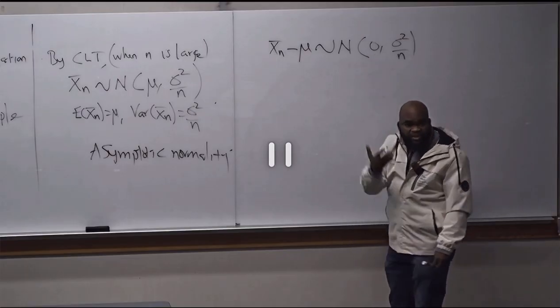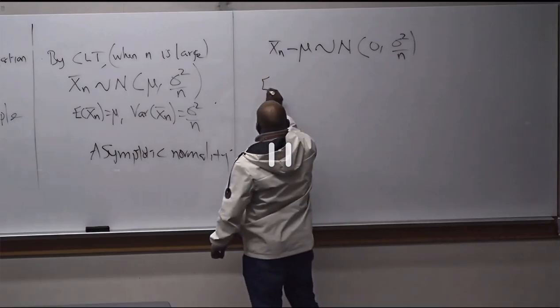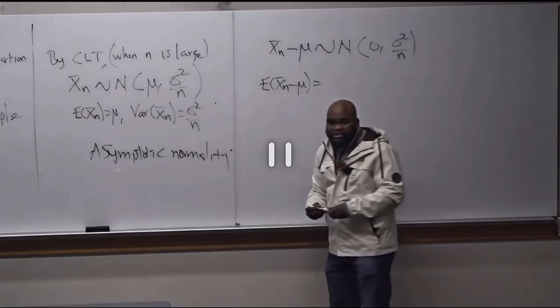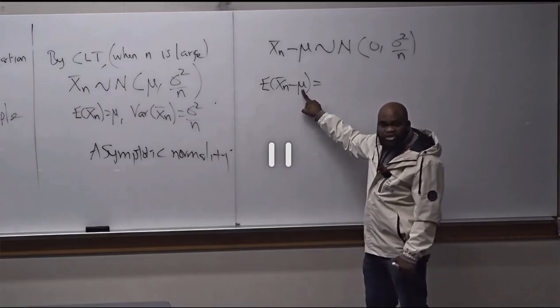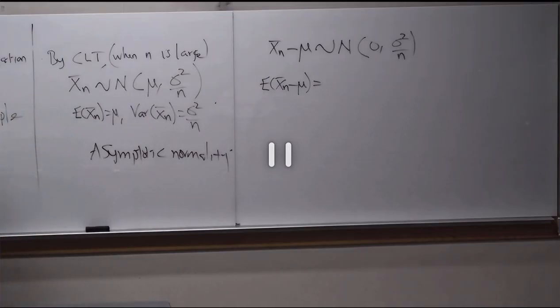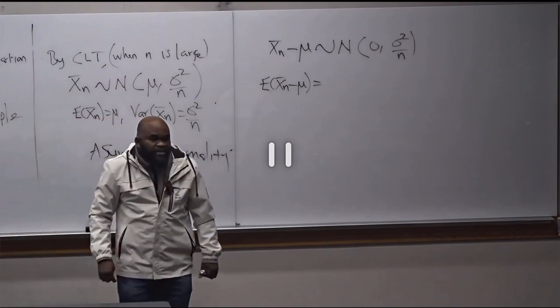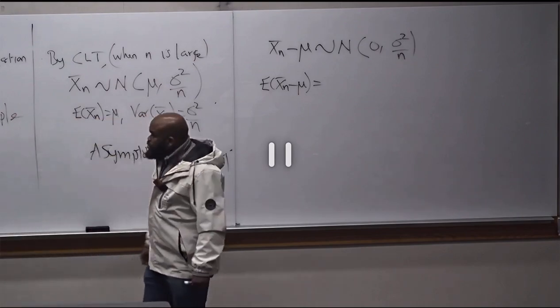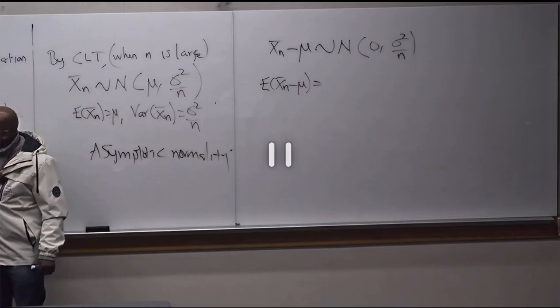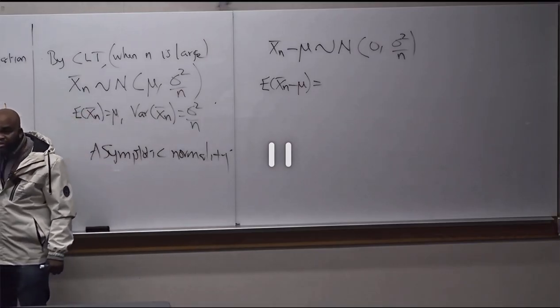If I really want to investigate, I can do this. What is the expectation of x bar minus mu? Let me tell you this. Mu is a parameter. A parameter is assumed to be fixed. A parameter is a constant. A parameter is not subject to variation. But do you know what is subject to variation? The sample mean x bar is subject to variation, but the parameters are not.